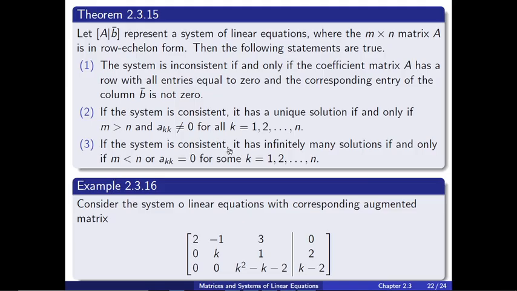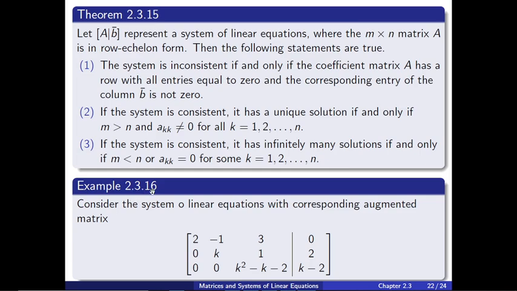And then if the system is consistent, it has infinitely many solutions if and only if the number of rows is less than the number of columns, or some diagonal entries are zeros, right? So that's what it's saying, right? Now let's look at an example.